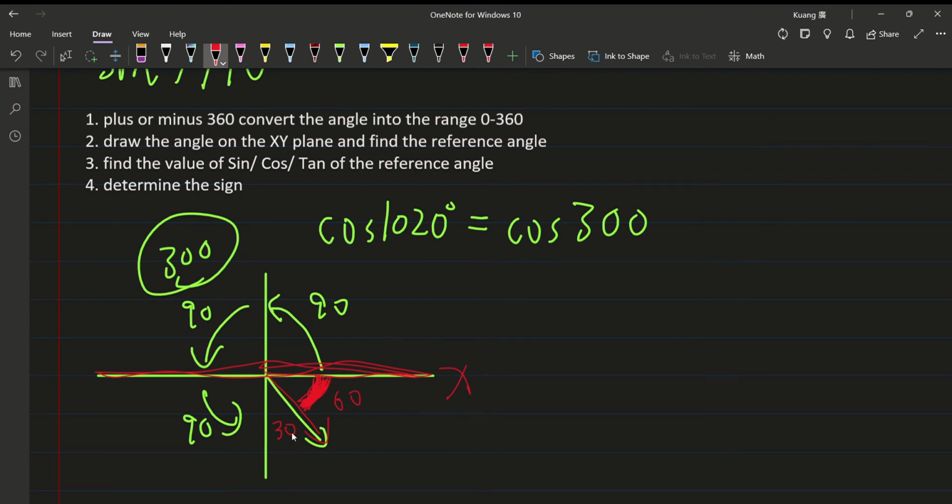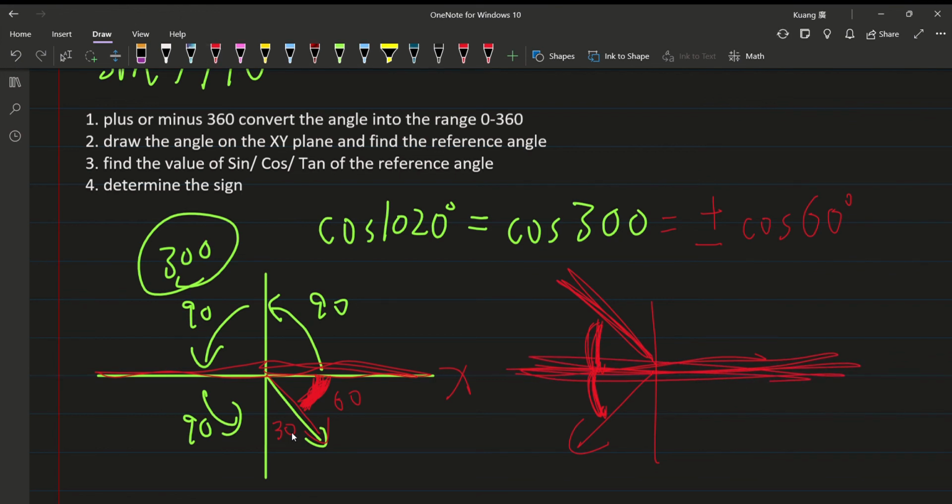Okay, why is reference angle important? Because when we look at cosine 300, it will equal positive or negative cosine of its reference angle. So cosine 60. Okay, for example, if you draw the angle in this direction, then the reference angle will be here. Not here. No. If your direction is here, then the reference angle is here. Always with the x-axis and the smaller one. Okay, this is the second step.